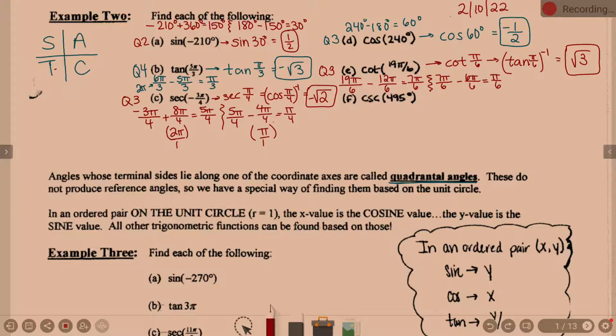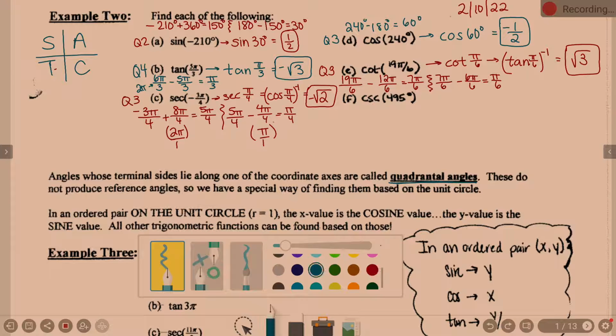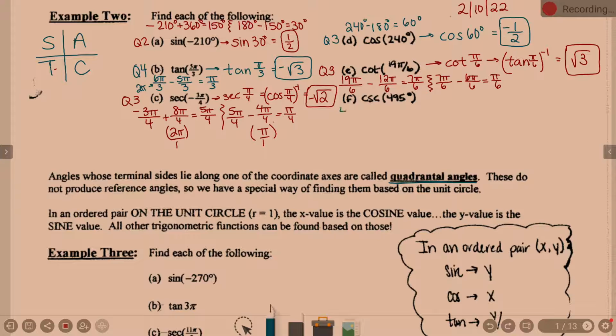Okay, last one in this section. Cosecant of 495 degrees. I have one thought in my mind when I see 495 degrees. It's big, right? I don't know where 495 degrees is on this silly circle. Not a clue. So in order to figure out where it is on the circle, since it's big, I'm going to minus that 360. Get me a more workable number, I hope.